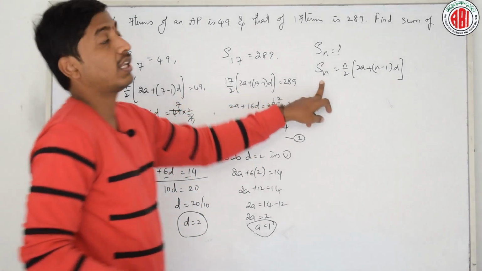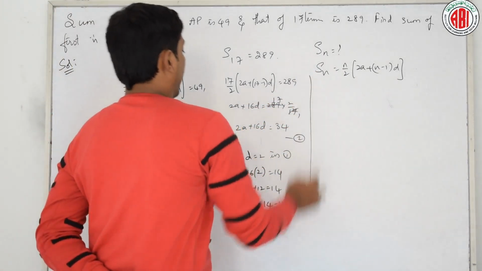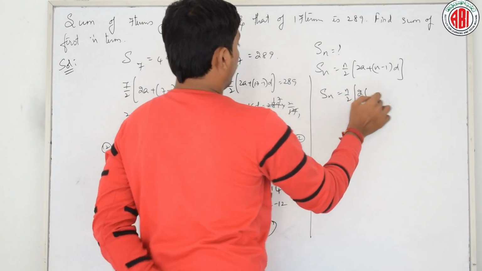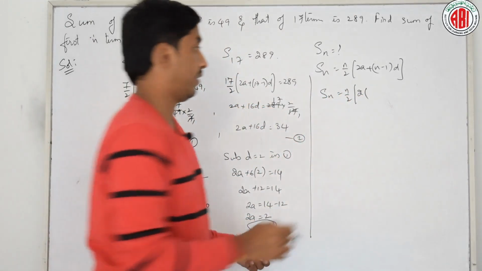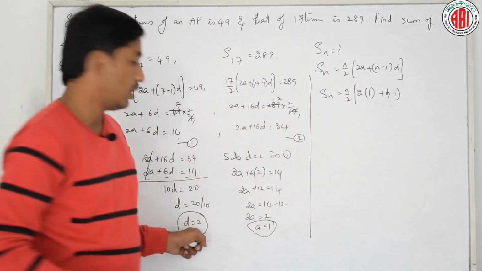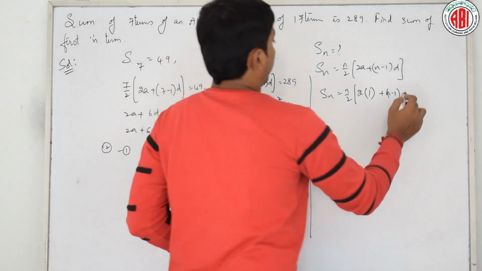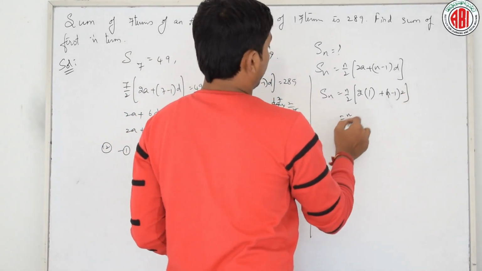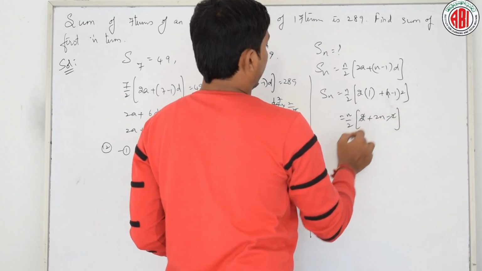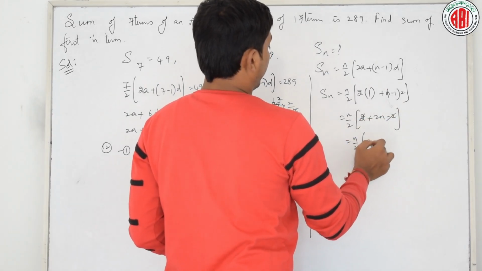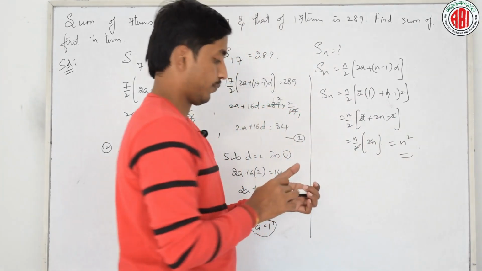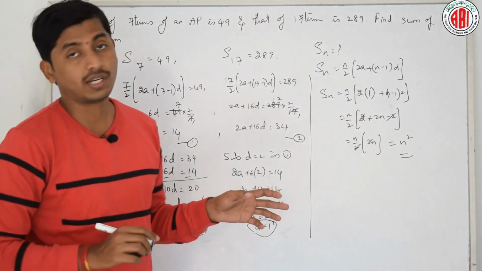Now I have to substitute in the Sn formula. That is Sn is n by 2 into 2, what is a? 1, plus n minus 1 into what is d? 2. Okay, into 2, that is equal to n by 2 into 2 plus 2n minus 2. 2 will get cancelled. n by 2 into 2n, that 2 will get cancelled. Answer is n square. Is it right? Is it not easy to solve?